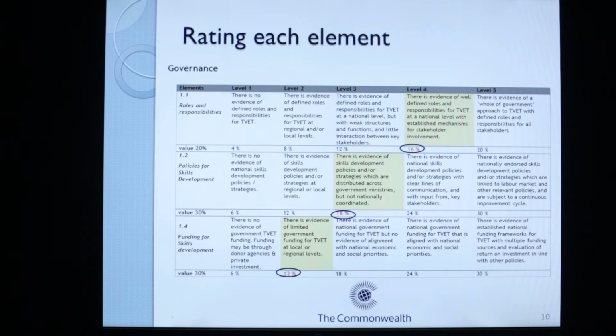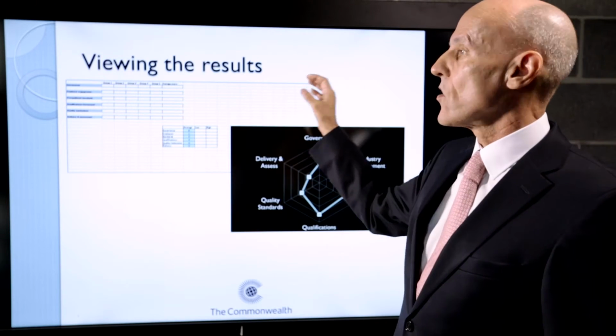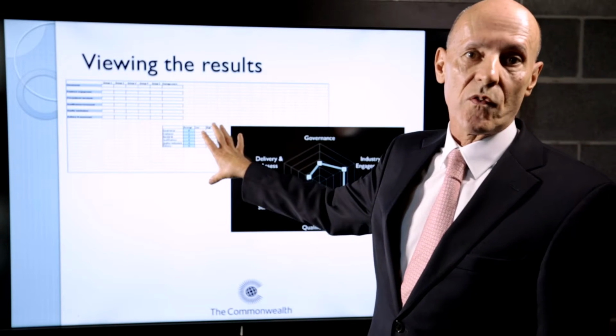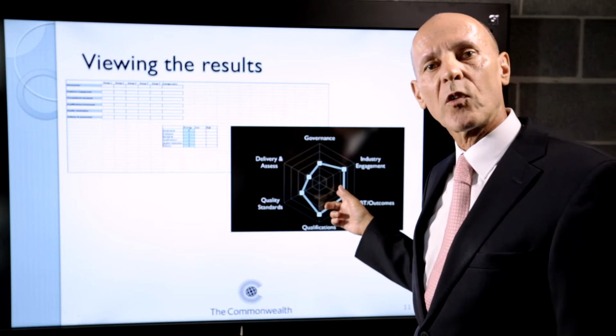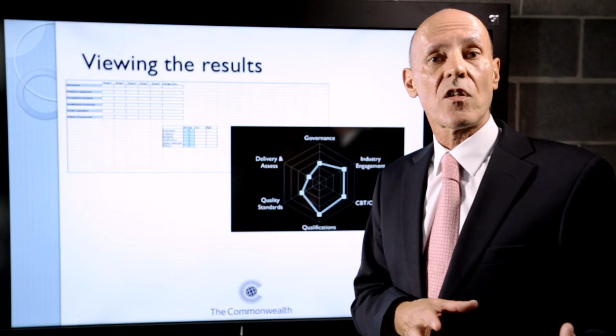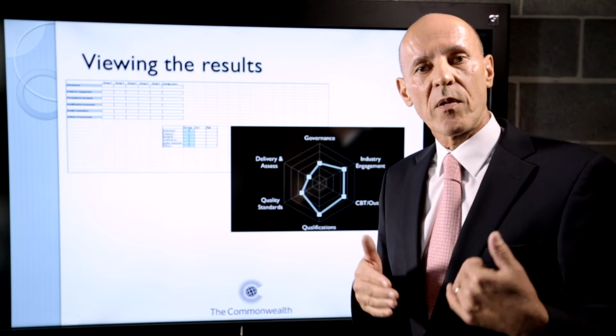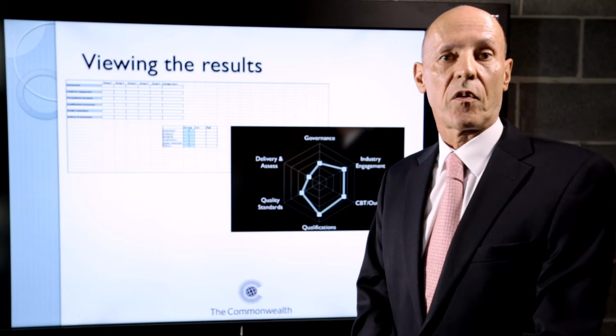So when you use the framework, you are to rate each of the elements depending on which level you think you are at. On this basis, you can then put the results of your rating into a spreadsheet, and that then generates a fairly simple spiderweb graph, but it enables you very quickly to see where the strengths in your system are and where the potential weaknesses are and what should perhaps be your priorities for further development.